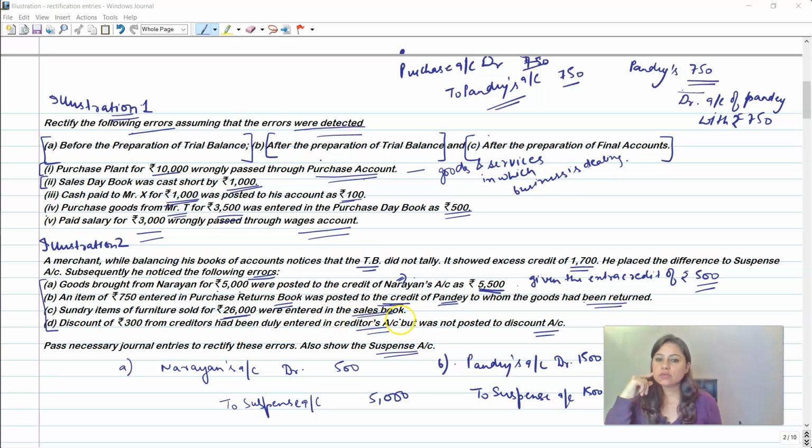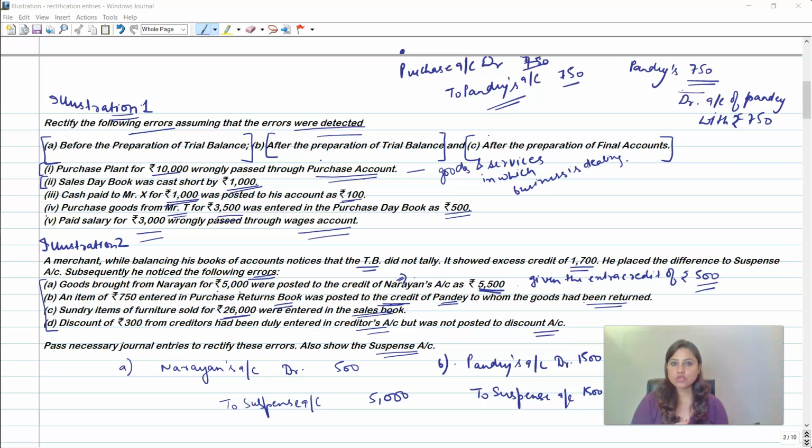Now the next error that is identified is sundry items of furniture sold for rupees 26,000 were entered in the sales book. So again, the items or the assets of the business have been sold, and such entry has been recorded in the sales book. As we discussed in the previous illustration, the purchase account and the sales account are specifically maintained for the goods and services in which the business deals, and such goods and services are bought or sold in order to generate revenue for the business.